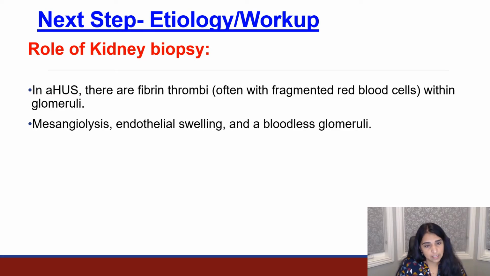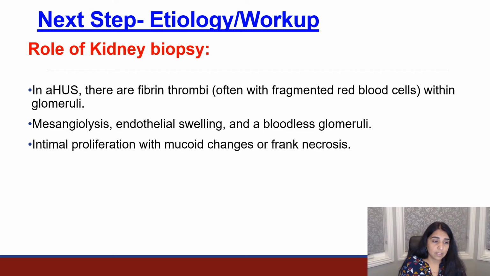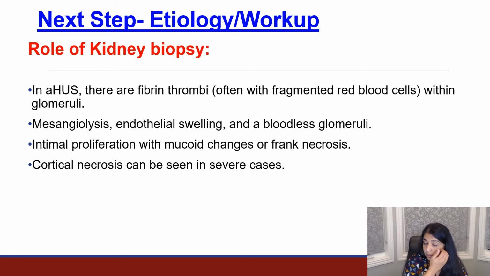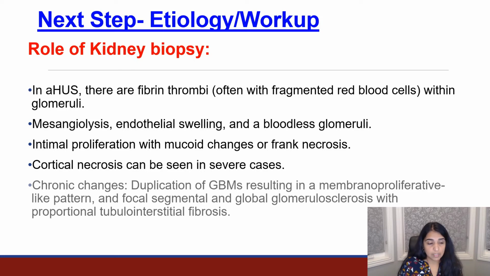Mesangiolysis, endothelial cell swelling, and bloodless glomeruli are all features of thrombotic microangiopathy on a kidney biopsy. Intimal proliferation and frank necrosis may also be seen. Severe cases may even present with cortical necrosis, and oftentimes the connection between cortical necrosis and a TMA is not made, and these cases are missed.